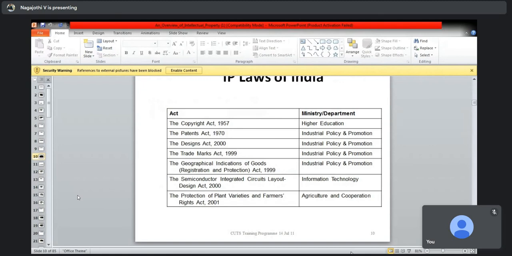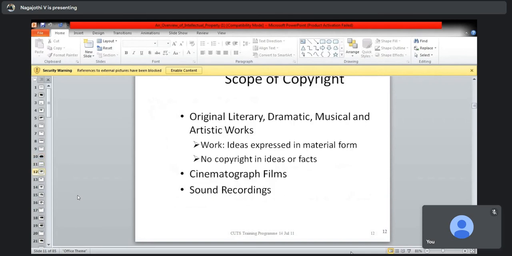These are the IP laws in India: the Copyright Act 1957, Higher Education; the Patents Act 1970, Industrial Policy and Promotion; the Designs Act 2000, Industrial Policy and Promotion; the Trademarks Act 1999, Industrial Policy and Promotion; the Geographical Indications of Goods Registration and Protection Act 1999, Industrial Policy and Promotion; the Semiconductor Integrated Circuits Layout Design Act 2000, Information Technology; the Protection of Plant Varieties and Farmers' Rights Act 2001, Agriculture and Cooperation. So these are the different things.